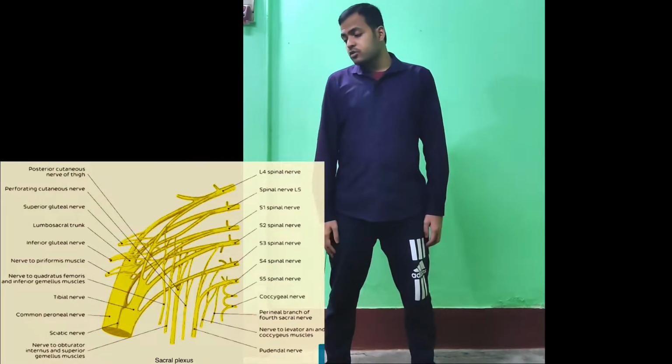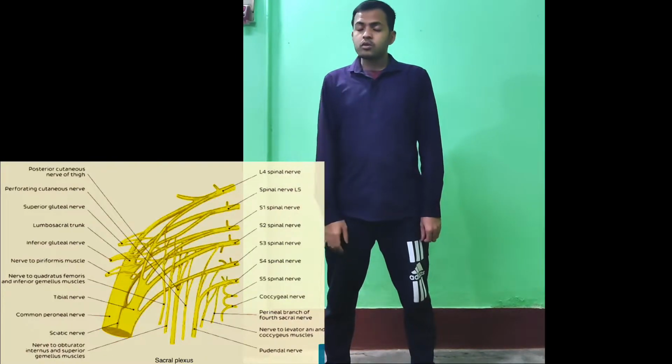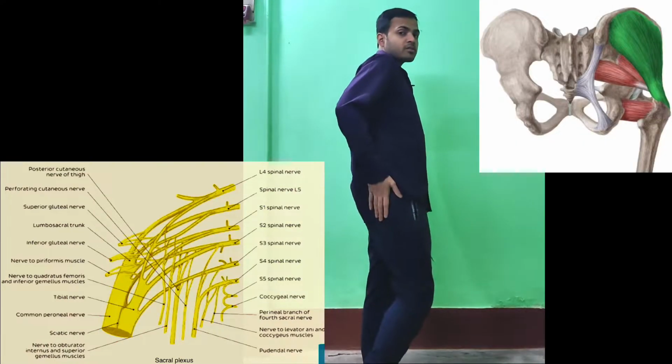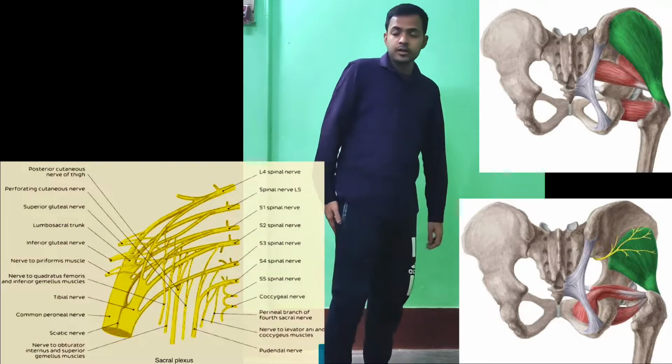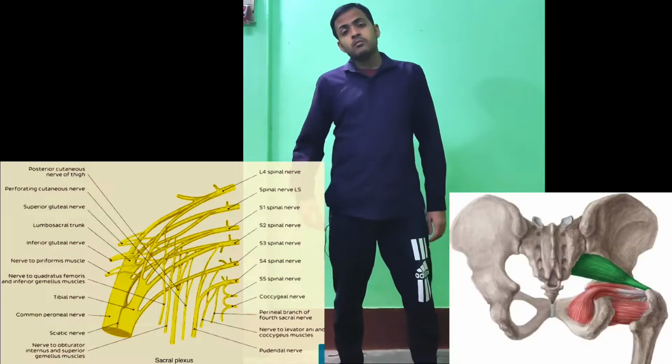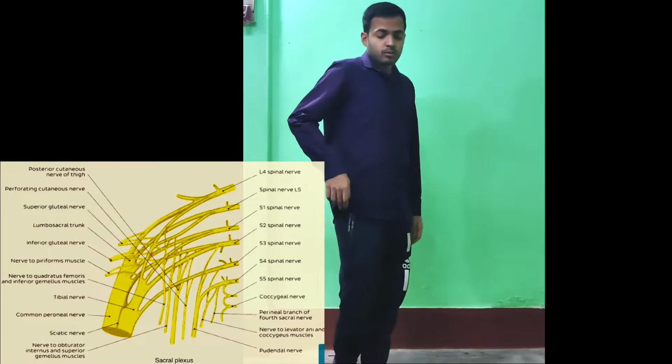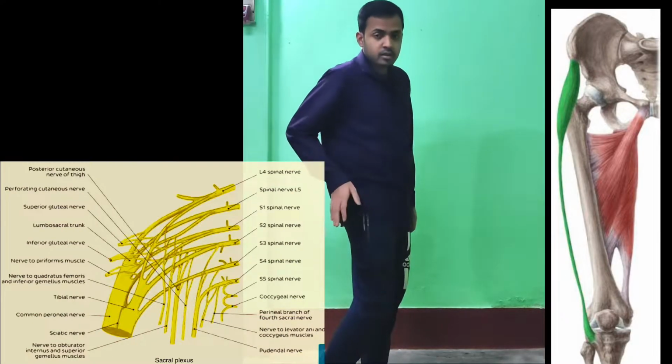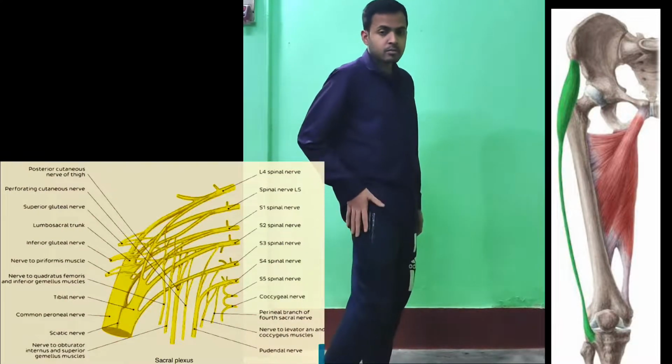And the next one is our superior gluteal nerve. This superior gluteal nerve supplies our gluteus medius muscle and gluteus minimus muscle. Okay, it also supplies our piriformis muscle and tensor fascia lata. This tensor fascia lata is present on this side, the lateral position of the thigh.